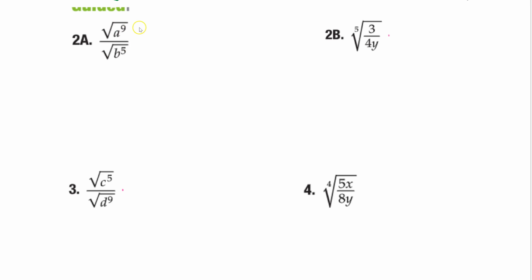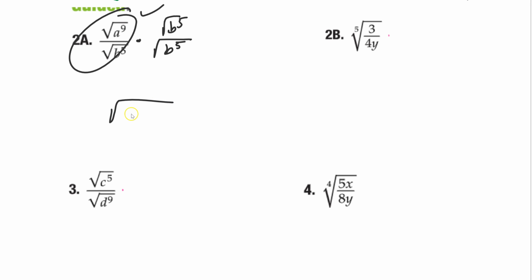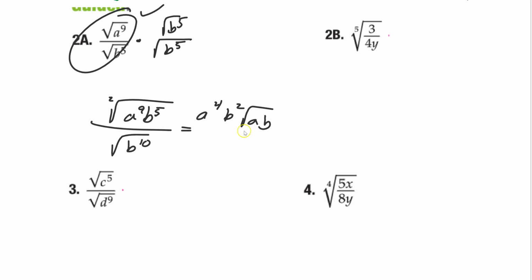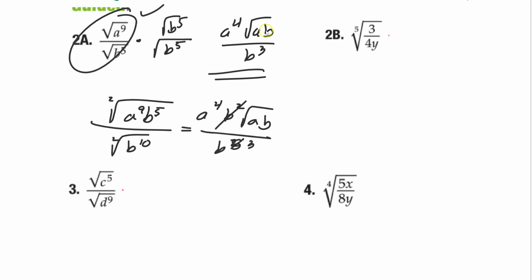Anyway, this one, again, if they want me to rationalize it, just multiply both top and bottom by the bottom. Let's see if it works out. Again, I'm fine with this. That's a good answer, but if they want me to rationalize it, I'll rationalize it. So I'm going to get a to the 9th b to the 5th all over square root of b to the 10th. You can simplify both of these. Remember it's the 2. 9 divided by 2 is a to the 4th with a remainder of 1. 5 divided by 2 is b squared with a remainder of 1. On the bottom, 10 divided by 2 is b to the 5th. And these actually reduce. So my answer would actually be a to the 4th times the square root of ab, over b cubed. So again, I'm actually fine with this, but that's the rationalized version.